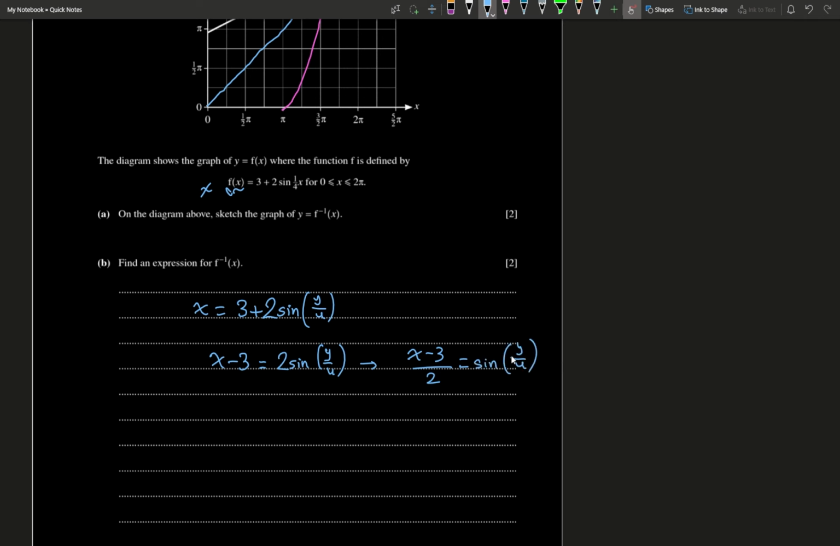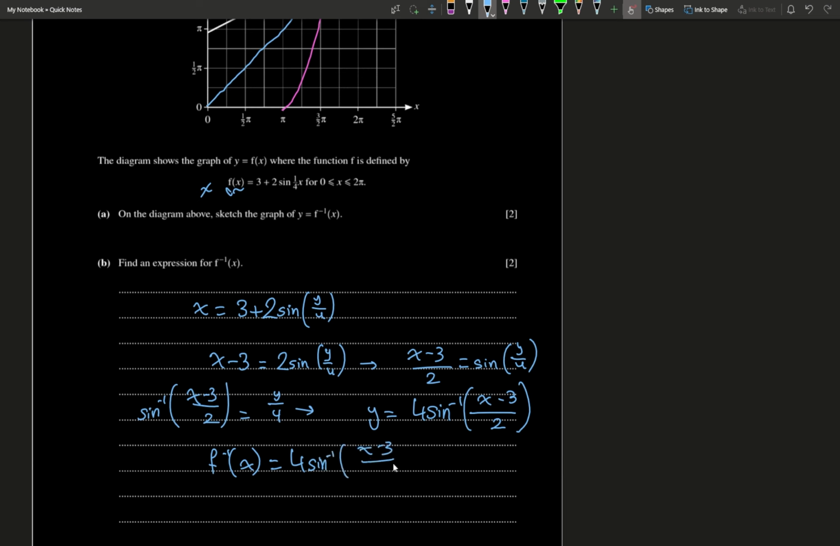Then take the inverse of sine from both sides, giving us sine inverse of x minus 3 divided by 2 is equal to the sine inverse of sine of y over 4. Then multiply by 4 from both sides to end up with y is equal to 4 times sine inverse of x minus 3 over 2. So we write f inverse is 4 sine inverse of x minus 3 divided by 2.